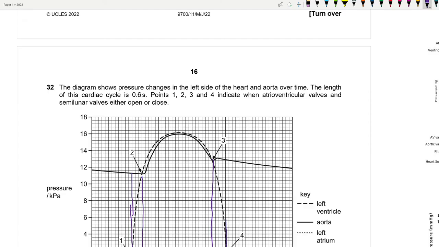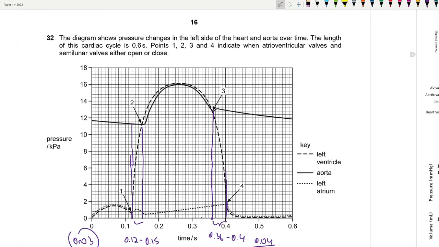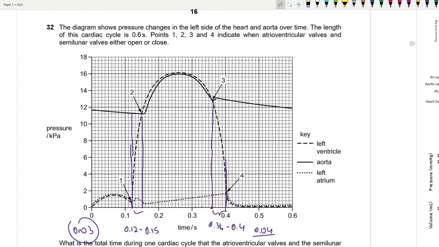So this is 0.12 to 0.15. That's 0.03 seconds on this side. And here it's 0.36 to 0.4, which is 0.04. So 0.04 and 0.03, that is 0.07. We should go with C. Okay, 32 is C. Great.